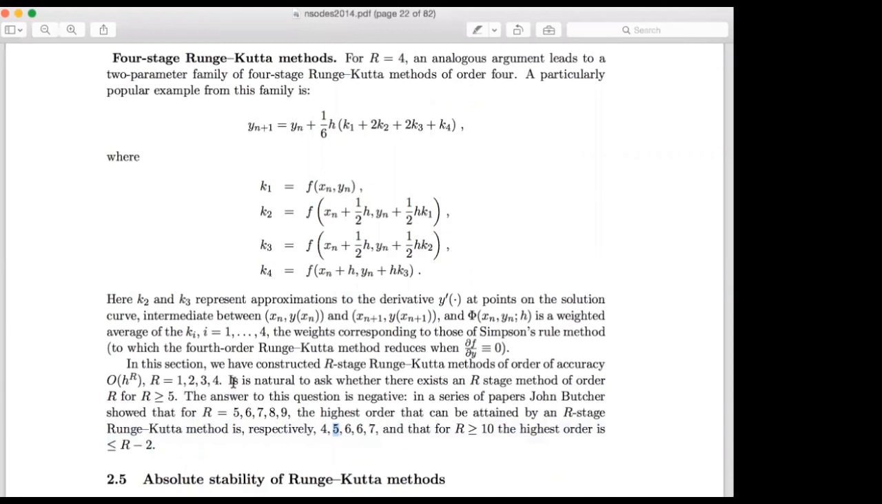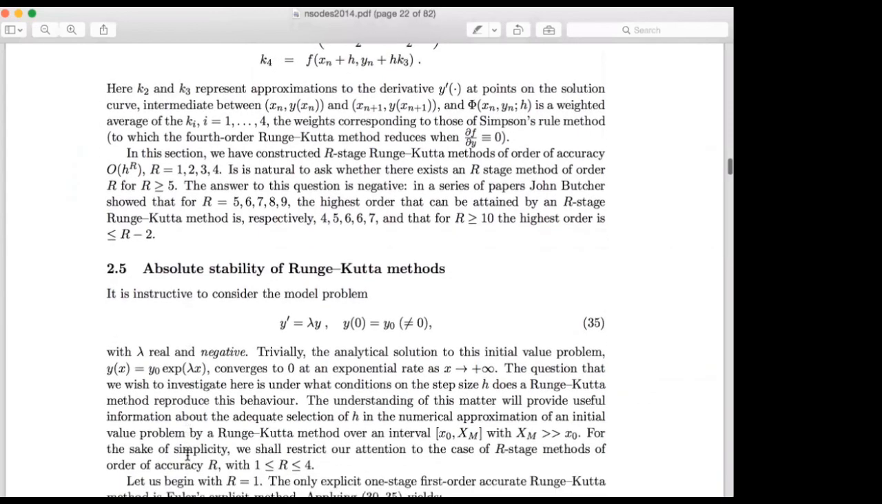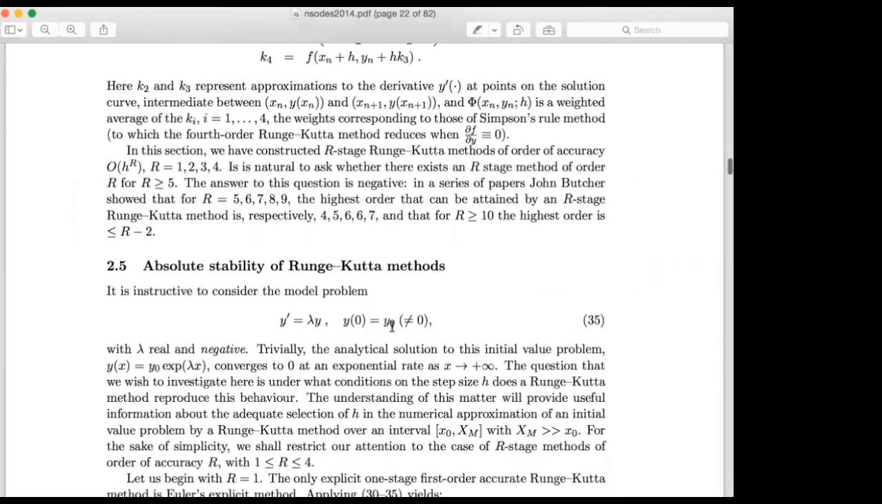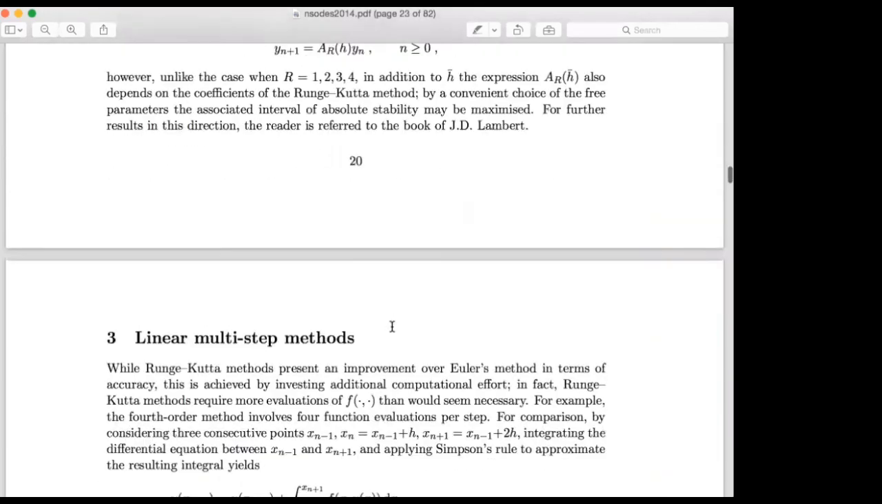Because our objective is that we should achieve the maximum order of convergence, that is, accuracy. But it should be optimum in that sense, because we need not do more computation. Here we are doing more computation in the 6 and in the 7. And if you go for R greater than 10, then the highest order is R minus 2. Absolute stability of RK methods is also discussed, but we can cover that another time.